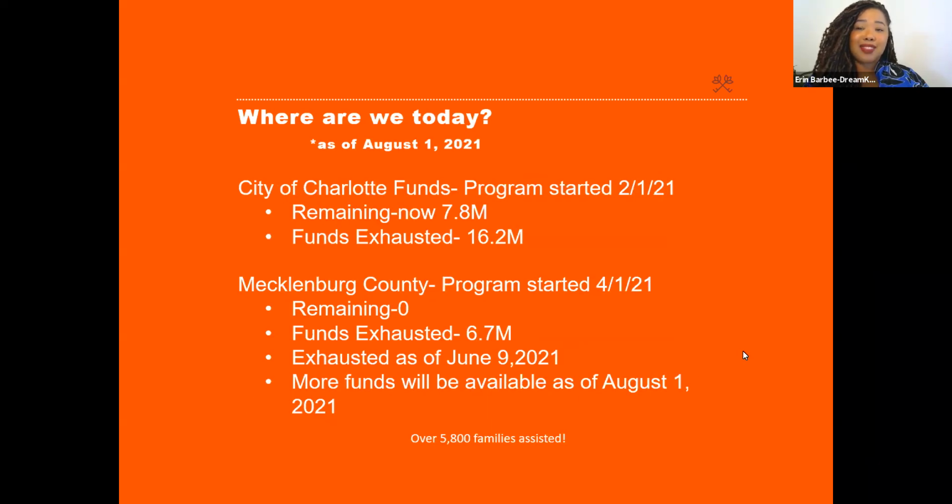So where are we today? As of August 1st in Charlotte, we have administered $16.2 million of our ERA1 funds, and we still have 7.8 remaining. Within Mecklenburg County, we did meet that very difficult deadline, and we exhausted all $6.7 million of the ERA1 funds, which was 100% of the funds that the county had.